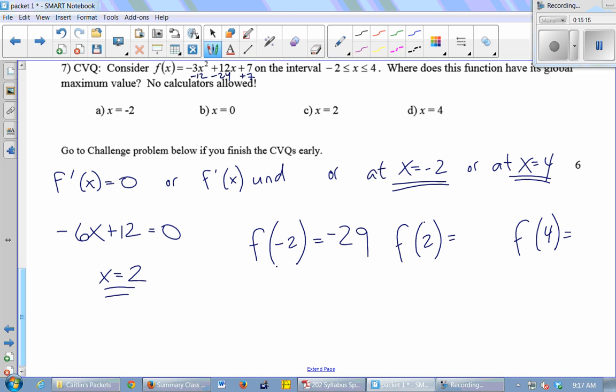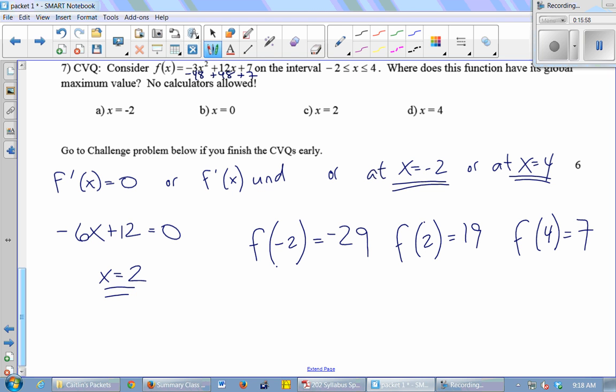Okay. Now I plug in a 2. 2 squared is 4, times negative 3 is negative 12. 12 times 2 is 24, plus 7. So negative 12 plus 24 is 12, plus 7 is 19. And then finally we plug in 4. 4 squared is 16, times negative 3 is negative 48. 12 times 4 is 48. Negative 48 plus 48 is 0, plus 7 is 7.